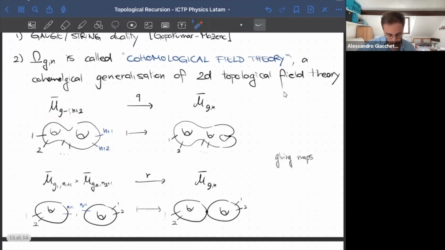And another gluing map is when you take 2 different surfaces, let's say of genus g1 with n1+1 marked points, and a surface of genus g2 with n2+1 marked points, and you glue these last 2 marked points together. So now if you assume that g1 plus g2 is equal to g, and n1 plus n2 is equal to n, then you end up on this moduli space here.